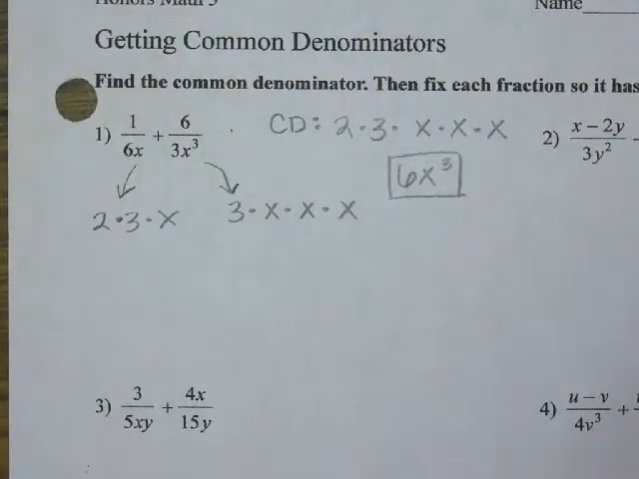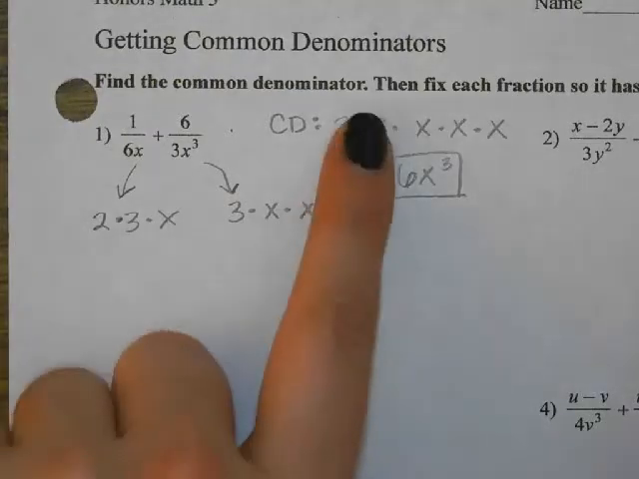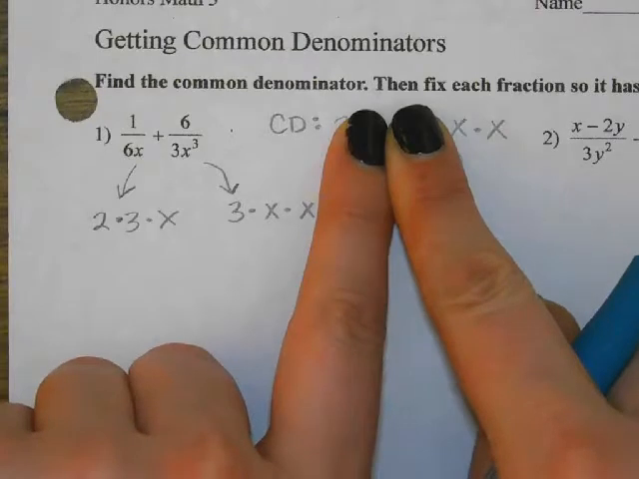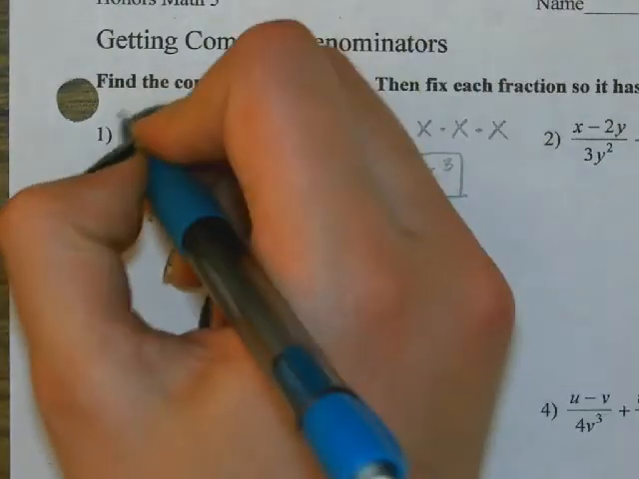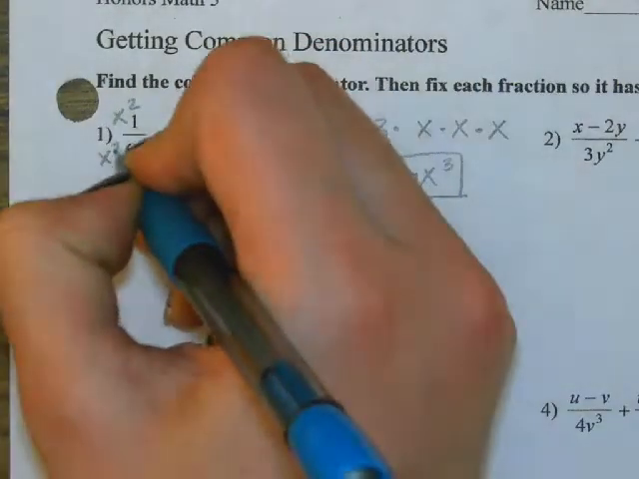Now we have to write down what each fraction needs. So the first fraction has a 2 and a 3. It has an x. What does it need? X squared. X squared on the top. X squared on the bottom.